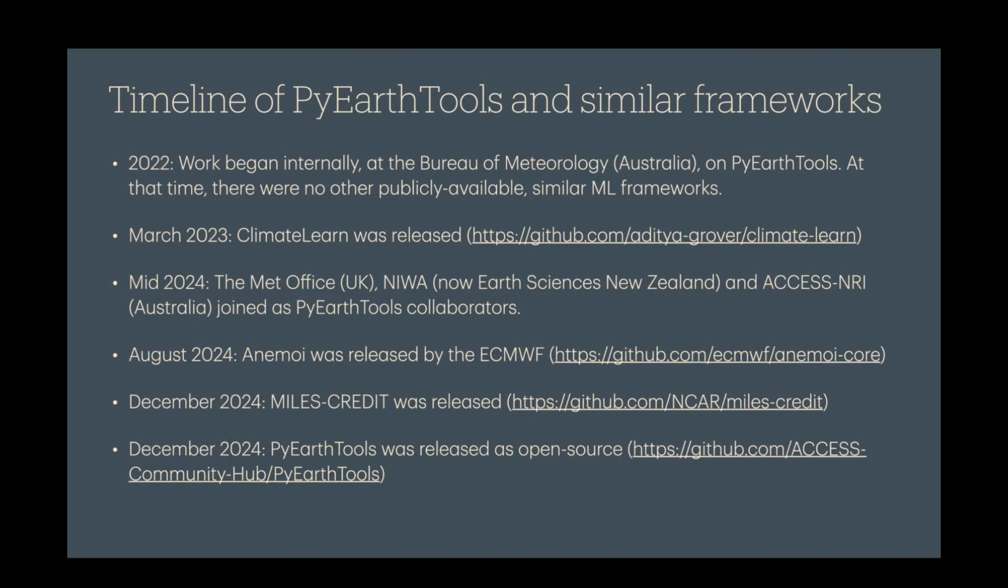In August 2024, a framework called Anemoy was released by the ECMWF. This is a very serious framework. It's got very, very compelling results coming out of the models that come from that framework. In December of that year, hot on the heels of one another, PyEarthTools was released as open source shortly after the Miles Credit framework was released, Miles Credit being by NCAR. So that's how we got where we got.